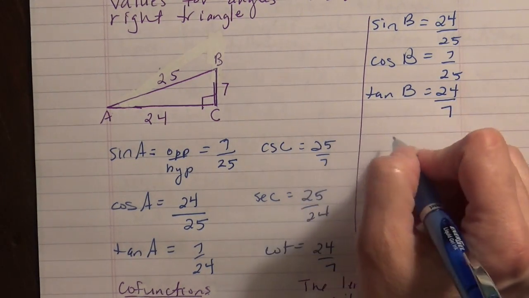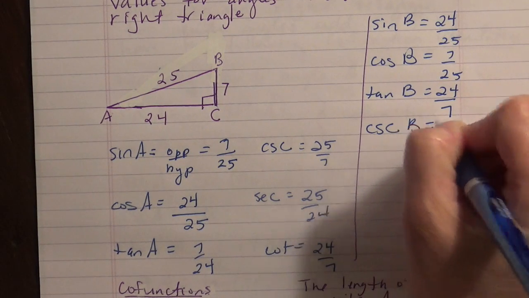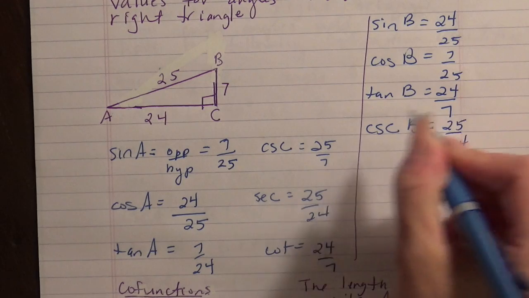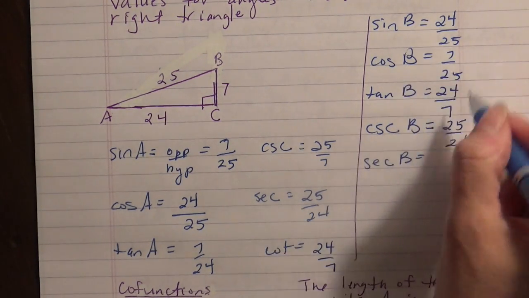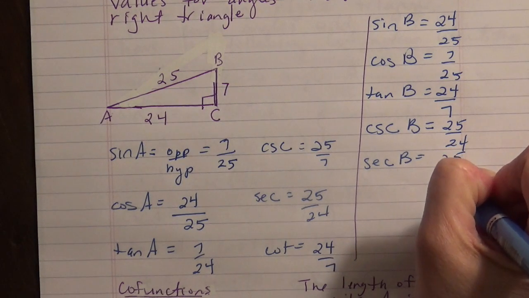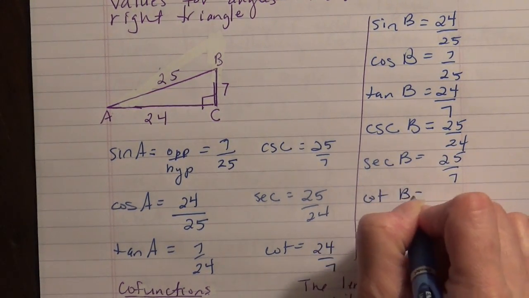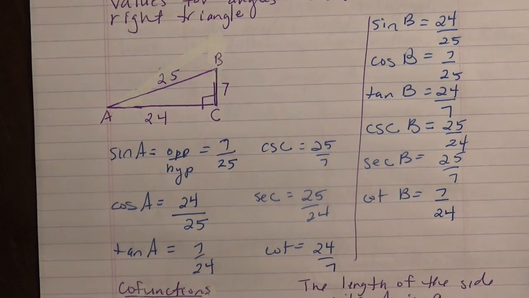All right, and then we'll do cosecant. We know it is the reciprocal of sine, so 25/24. Secant is the reciprocal of cosine, that's 25/7. And cotangent is the reciprocal of tangent, so 7/24. And those are our answers.